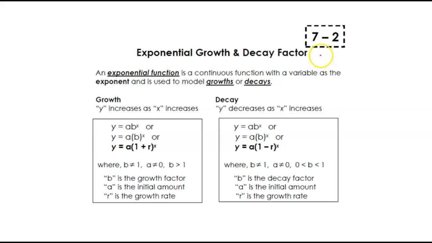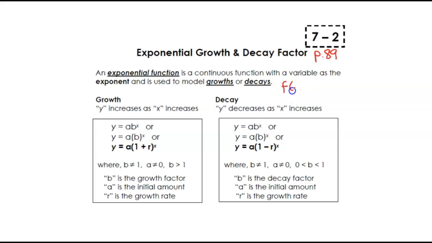So 7-2 goes on page 89. It is very much a review of what we did last year because we talked about exponential growth and decay last year. An exponential function is a continuous function with a variable as the exponent, so x is the exponent, and is used to model growths or decays.